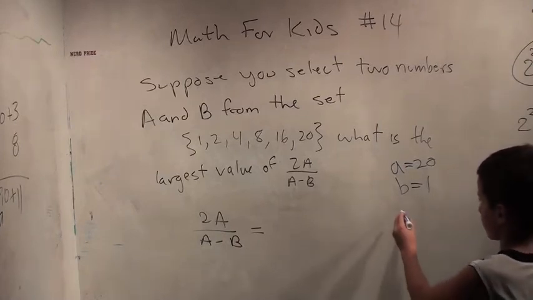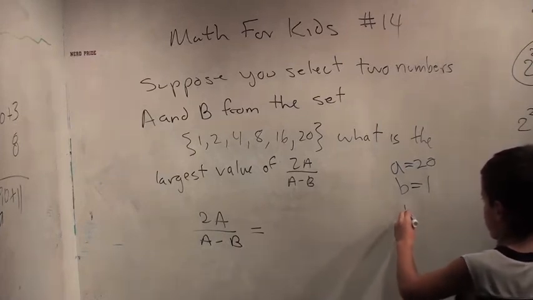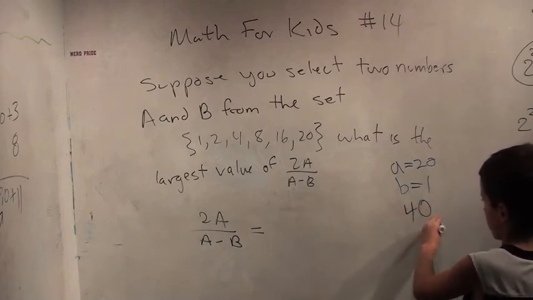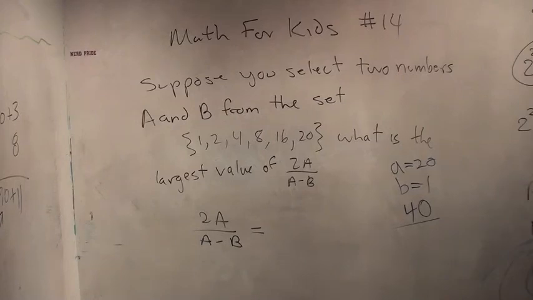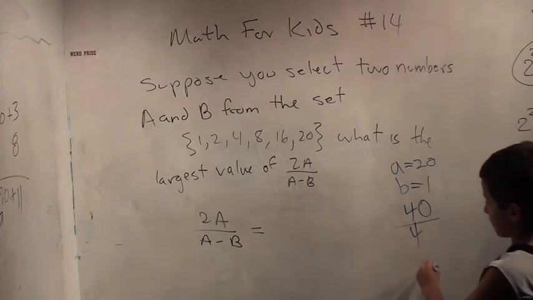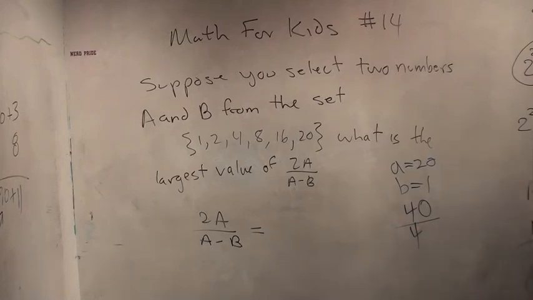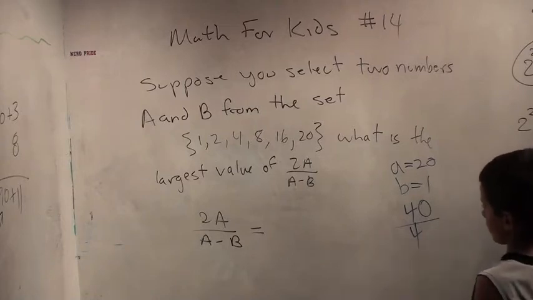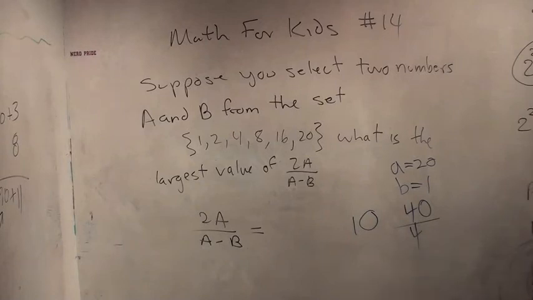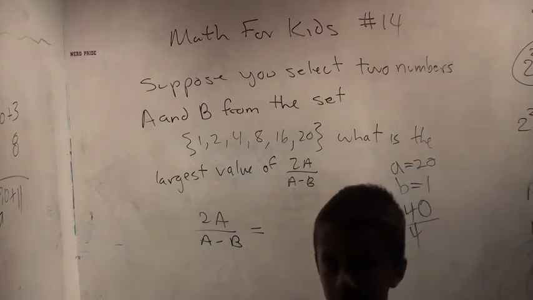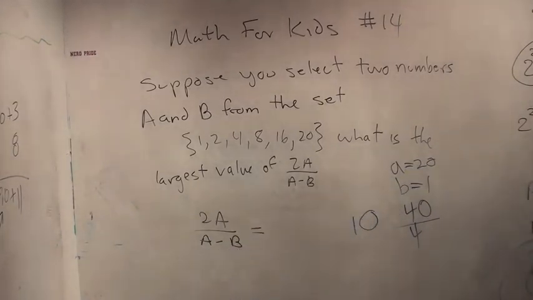This becomes 40 over... so 20 minus 16 is 4. Okay, what is 40 over 4? Well, it's 10. Very good. What happened to our answer here? Okay, good job with that problem.